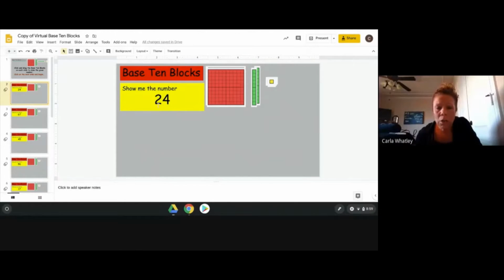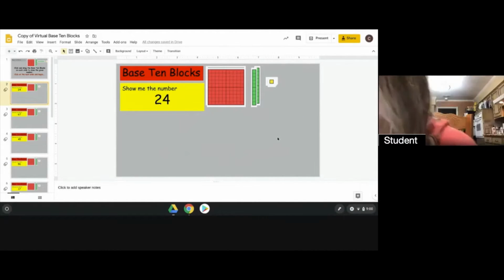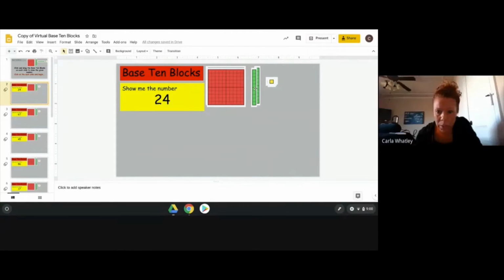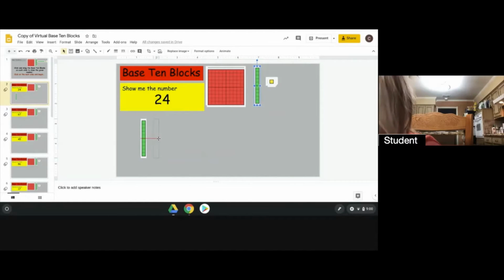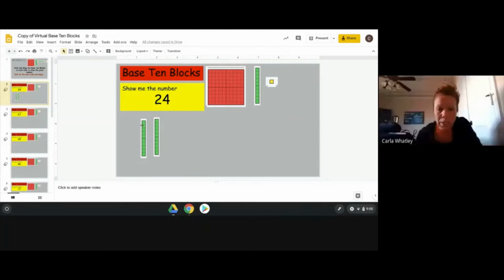24. Okay, so first you ask yourself, do I need any hundreds blocks? Nope, there's no hundreds. How many tens are there? Two. So we need to drag down. Let's count. 10, 20. We'll count it by tens though. 10, 20 with me. Now you count it. 20. There you go.